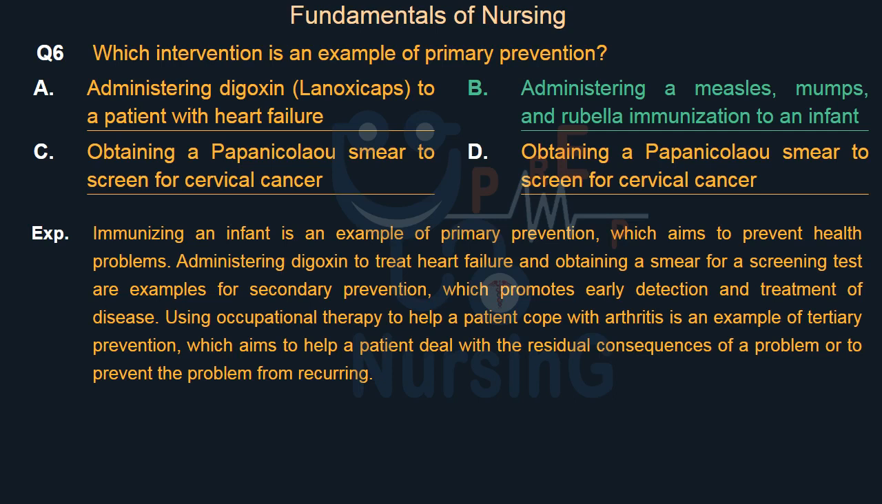Administering digoxin to treat heart failure and obtaining a smear for a screening test are examples of secondary prevention, which promotes early detection and treatment of disease. Using occupational therapy to help a patient cope with arthritis is an example of tertiary prevention, which aims to help a patient deal with the residual consequences of a problem or to prevent the problem from recurring.